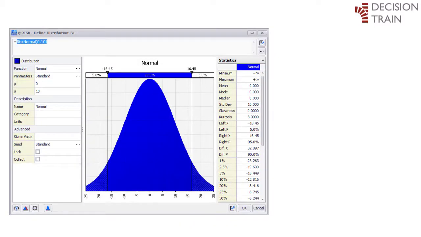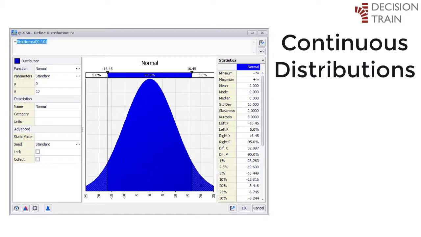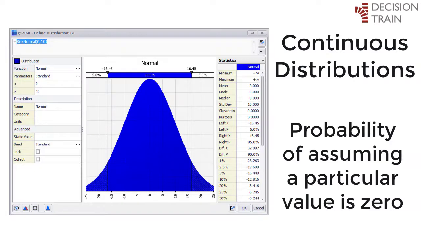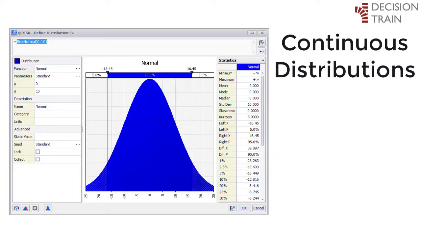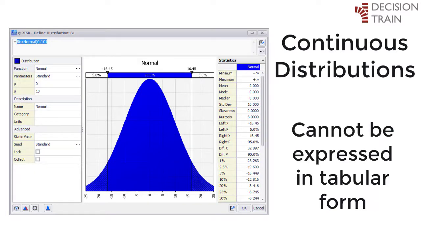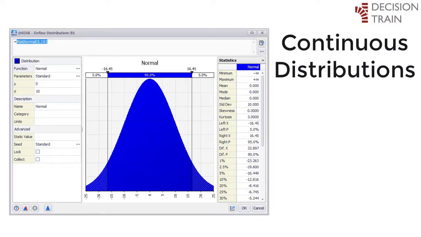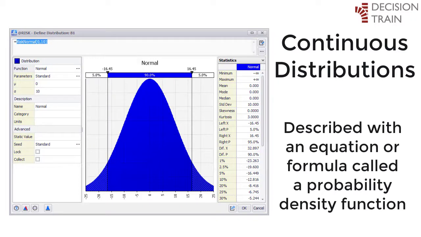On the other hand, if a random variable is a continuous variable, its probability distribution is called a continuous probability distribution. A continuous probability distribution differs from a discrete probability distribution in several ways. The probability that a continuous random variable will assume a particular value is 0. As a result, a continuous probability distribution cannot be expressed in tabular form. Instead, an equation or formula is used to describe a continuous probability distribution.